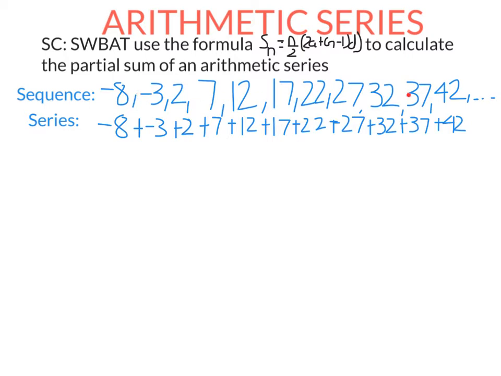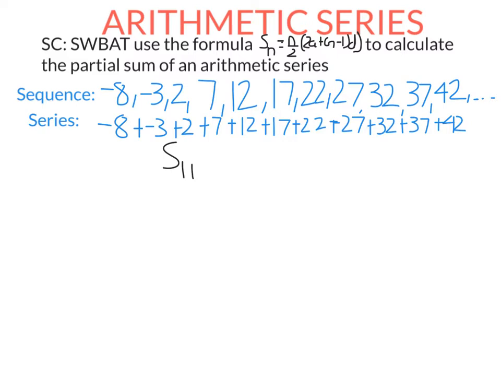So here we have 11 terms of the sequence. In this series, we're adding up 11 numbers. So we refer to this as S11. That's the partial sum. It is the sum of the first 11 terms of this sequence.